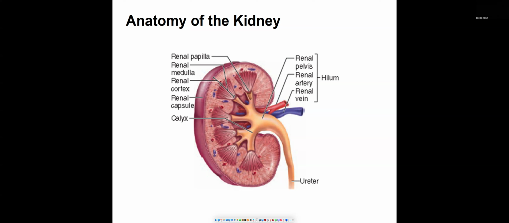The cortex is the outermost layer of the kidneys. This contains the nephrons, which are the basic filtration units of the kidney. You have the middle or medullary region. This contains the renal pyramids, where urine is collected and transported to the pelvis. And then the innermost region is the pelvis. This is a funnel-shaped structure that collects the urine and directs it into the ureter for excretion.